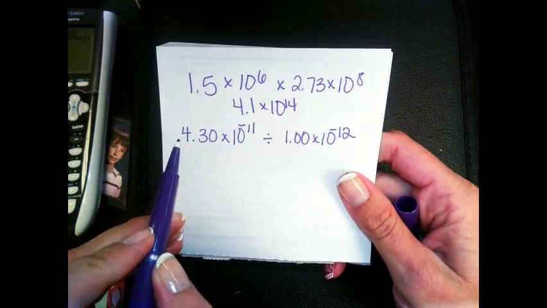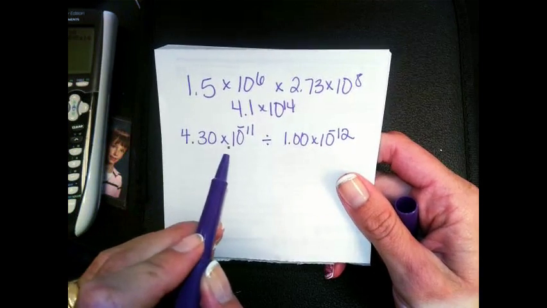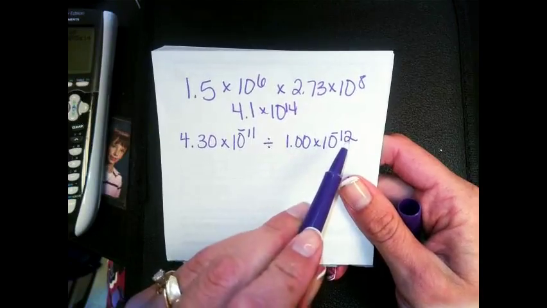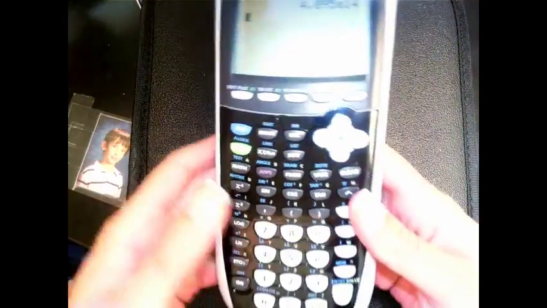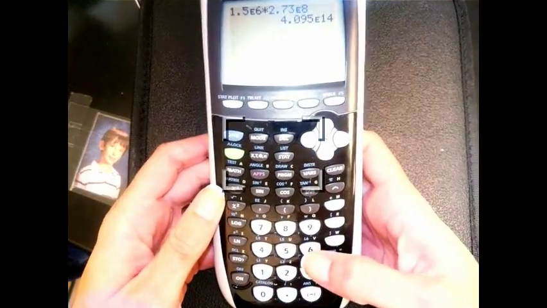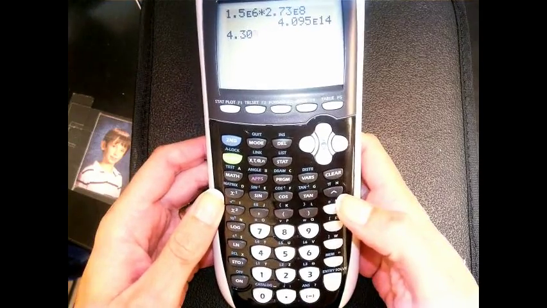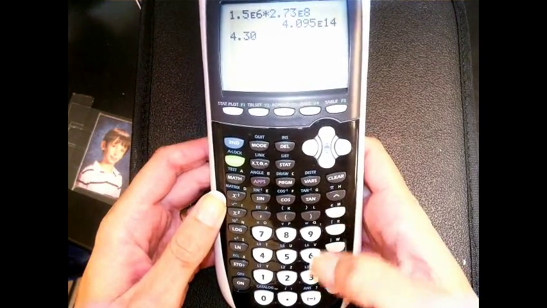Now looking at the second problem on here, we have 4.30 times 10 to the negative 11th divided by 1.00 times 10 to the negative 12th. So if we were to type this into the calculator, once again, we're going to use that EE key. So we type in 4.3. If you want to put the 0 on there, you can. It's not required when you're typing it into your calculator.